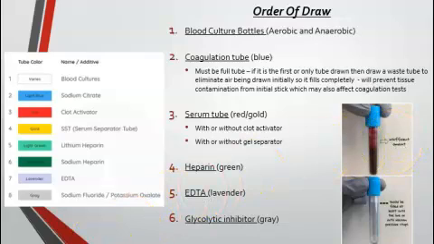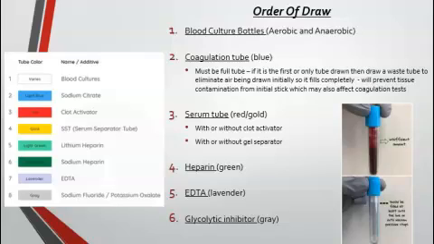Next in the correct order of draw would be your serum tubes. These would be your plain red or your gold top tubes. These would be your tubes that could contain a clot activator, or they may be plain and contain no clot activator. So these would allow your blood to clot. You would actually need to allow these tubes time to clot before you spin them down, because you're going to want serum as your liquid portion of the blood after you spin it down in the centrifuge.